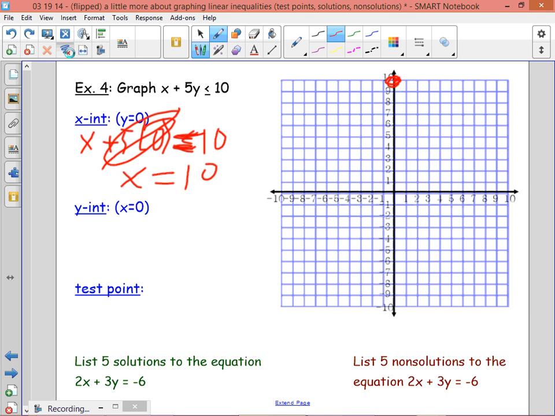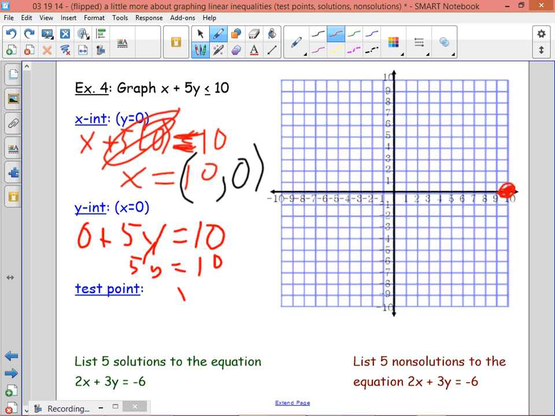Sorry, did that wrong? The point is, be very careful when you're labeling your point. Your x-intercept is 10, so the point is (10, 0). And so I get (10, 0) right over here. Next, the y-intercept is where x is 0. So 0 plus 5y equals 10. And so I have 5y equals 10. And so y equals 2, which means the point (0, 2). (0, 2) is right here.